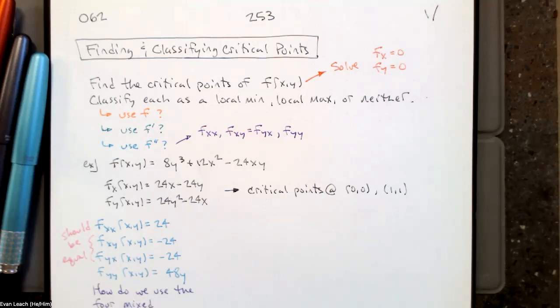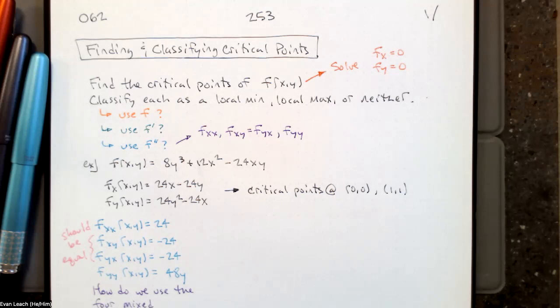This is about where we left off yesterday with finding and classifying critical points of a function of two variables. Our plan was the same plan that we had back in Calc 1 to find and classify critical points. Set the first derivative equal to 0 and solve it. That would give us the location of the critical points, then classify them by doing something else.